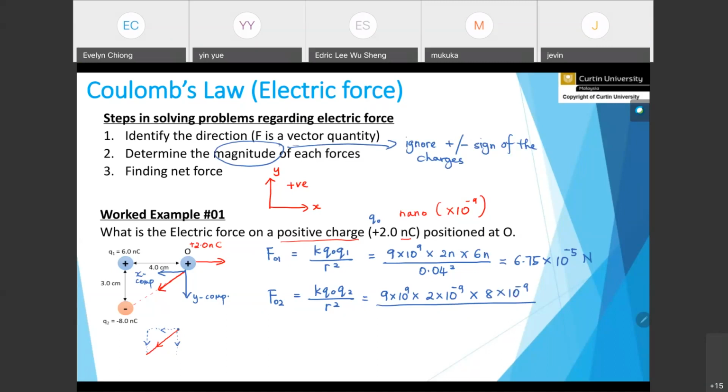And then the R. What's the distance between the 2 nano positive charge and the Q2? Over here the horizontal distance is 4 centimeter, vertical is 3. So what is the hypotenuse here? You are going to get 5 centimeter. Any idea how to get this one? This is 4 centimeter, this is 3. How do you get this one?